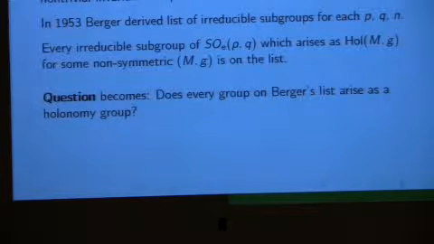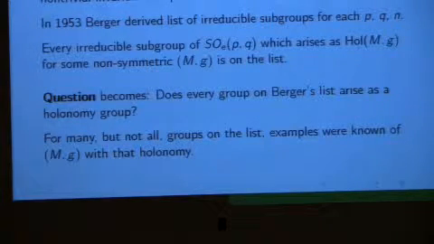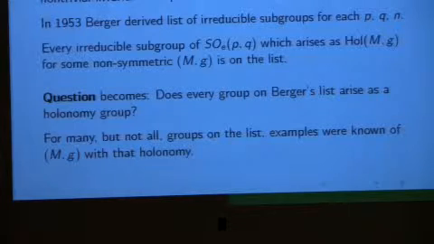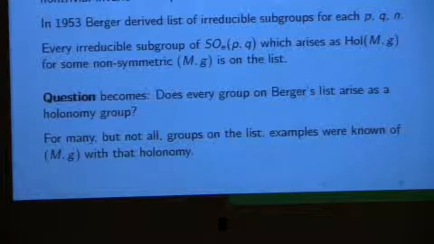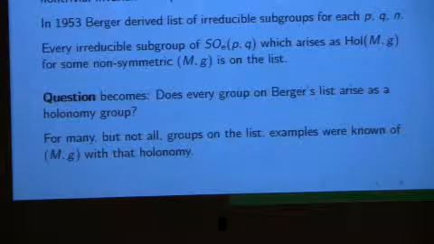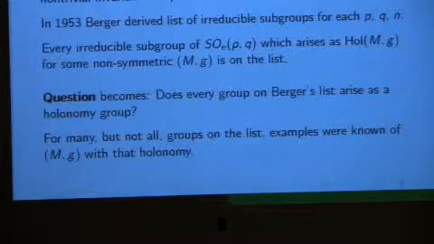Okay, so that's Berger's list. Now, back when the list was made, people looked at the groups on the list, and for a lot of them, examples were known, like the unitary group, of metrics that had that holonomy. So many examples were known, but there were some groups on the list that nobody knew whether there were metrics that had that holonomy or not.